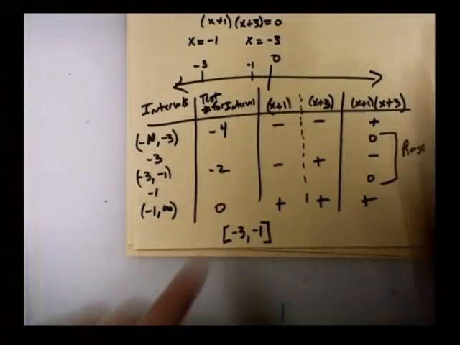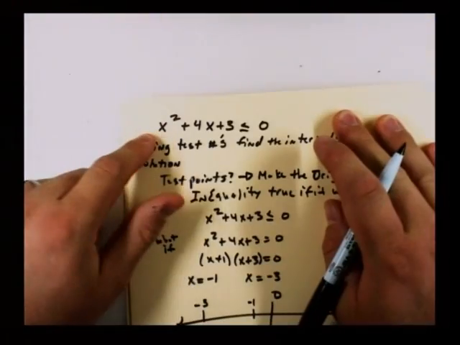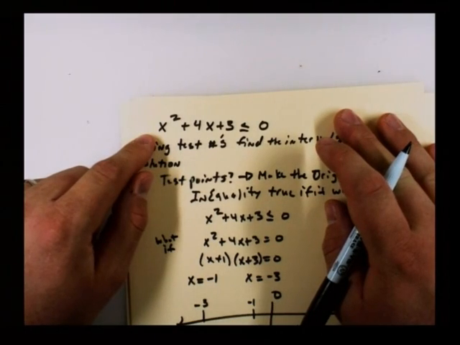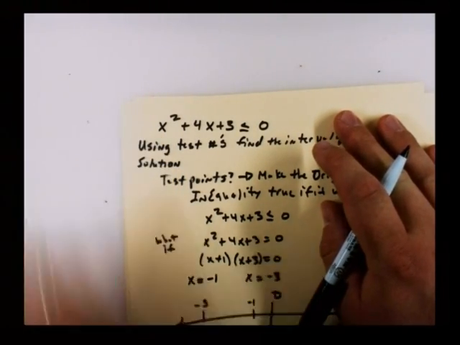This is the solution: if you plugged in any number from there, x squared plus 4x plus 3 would be less than or equal to 0.